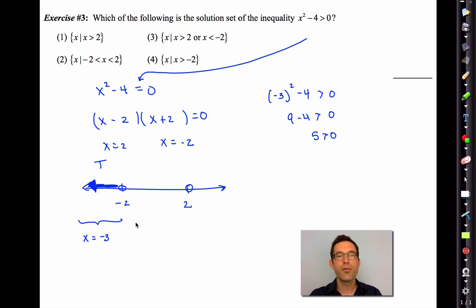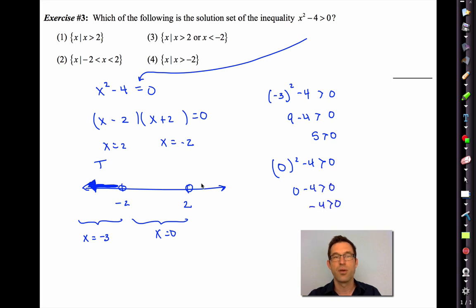All right, let me pick a value of x in here. x equals 0 is an excellent choice. Let me go with that. 0 squared minus 4 is greater than 0. 0 minus 4 is greater than 0. Negative 4 is greater than 0. That's false, so I'm not going to color it in there.